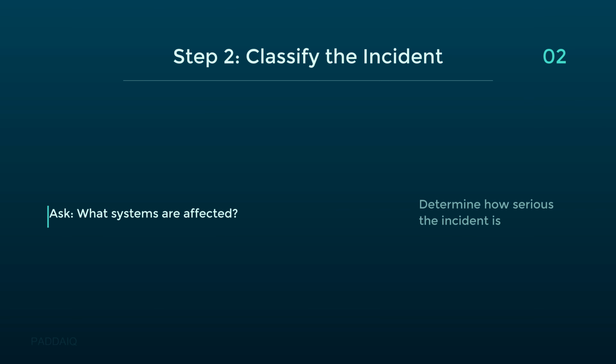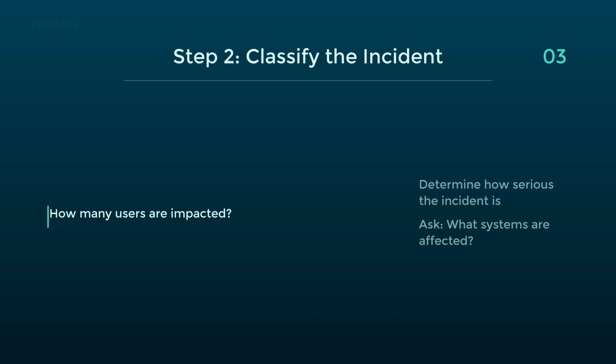Ask what systems are affected. This means identifying which specific applications or services are experiencing the issue. For example, if users cannot log in, determine if it is the HR system, the customer portal, or both. Pinpointing the affected systems is essential for directing your troubleshooting efforts efficiently.